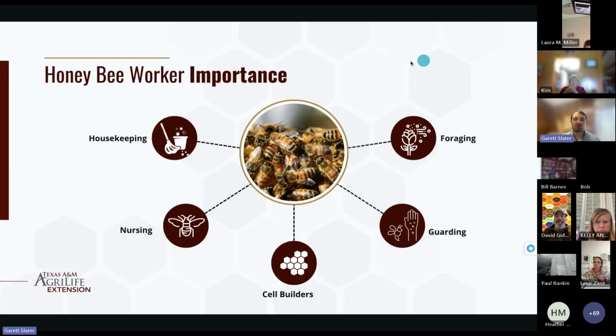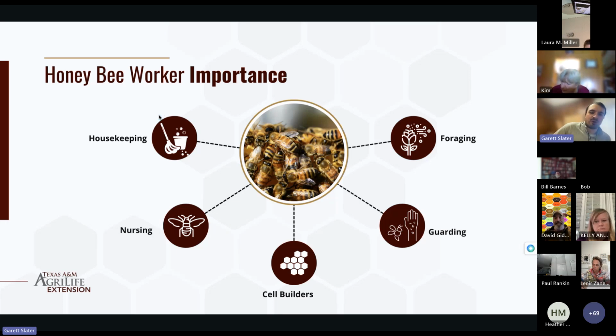So why are workers important? Workers perform all the important tasks within a colony, ranging from everything from keeping the colony clean to collecting resources. And so their major importance is house cleaning.